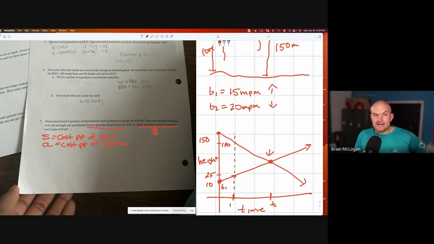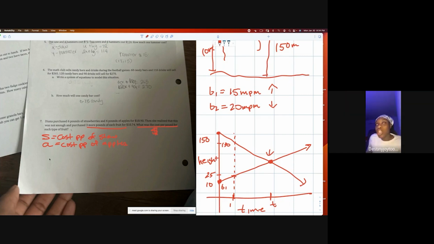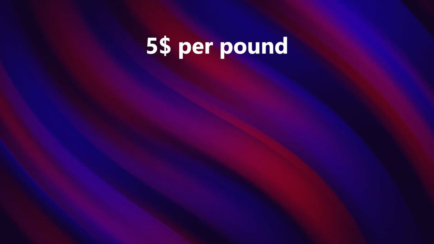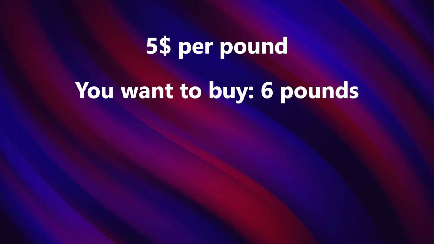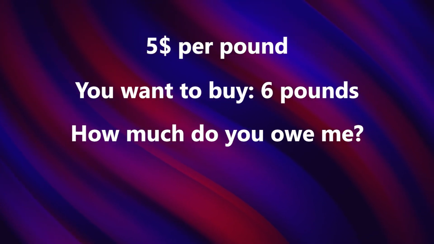Okay. So again, if I said I have 6 pounds of strawberries, and it's $5 per pound. Well, how much are you going to have to owe me? Or what operation are you going to do? Remember, listen, it's $5 per pound. Pretend I'm like a merchant at a store. You're trying to buy 6 pounds of strawberries. How much do you owe me?